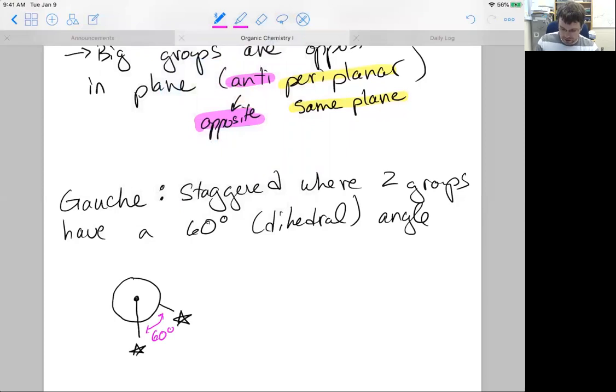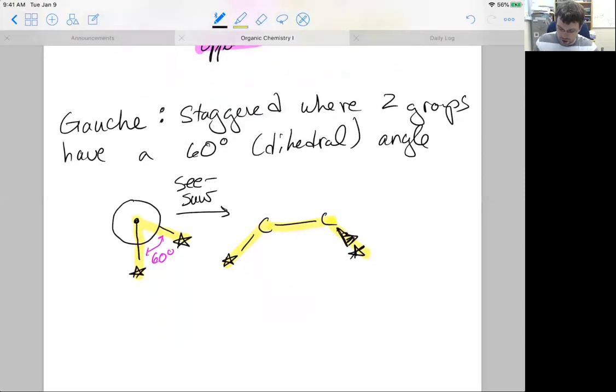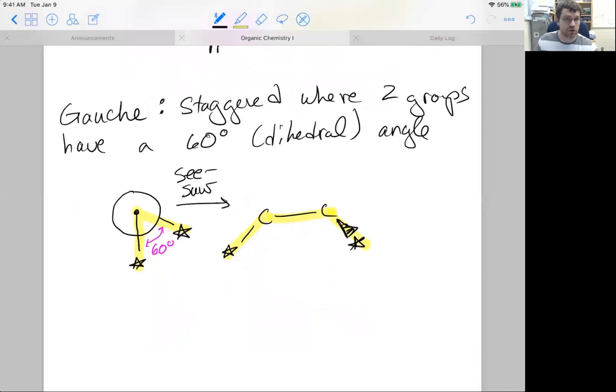But in reality, that 60 degrees extends across 4 atoms. So we would have C, C, and then let's put a star here, a star here. So I think I highlighted it yellow before, but this apparent 60 degrees actually looks like this when we convert to a seesaw structure. So that's the Gauche conformation. And really a Gauche interaction describes 2 groups that have a 60-degree dihedral angle when bonded in a sigma bonding system. So this is the Gauche conformation.